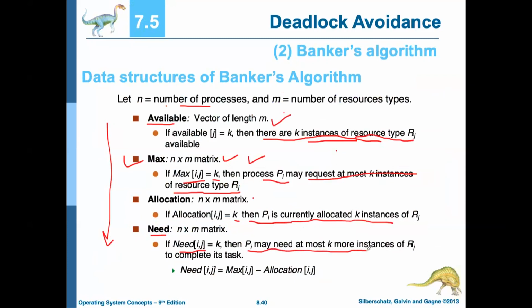Like the previous one, Need equals Max minus Allocation. That's how they represent it, using a matrix.